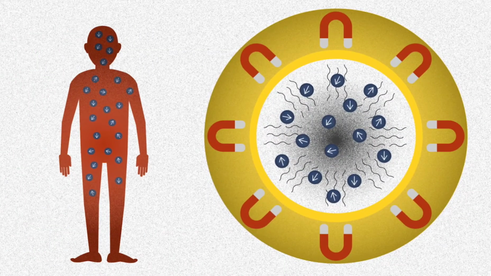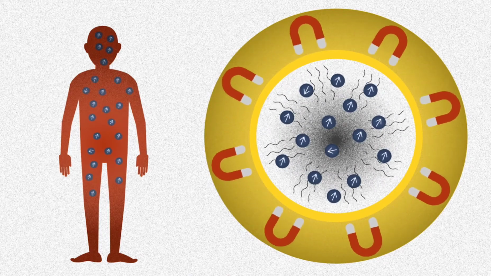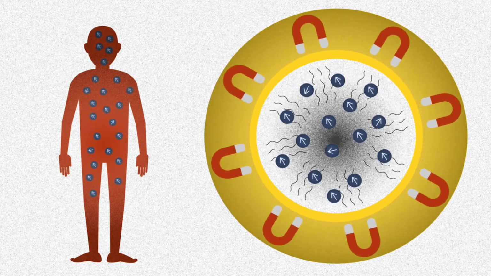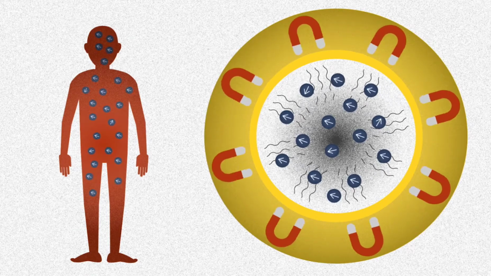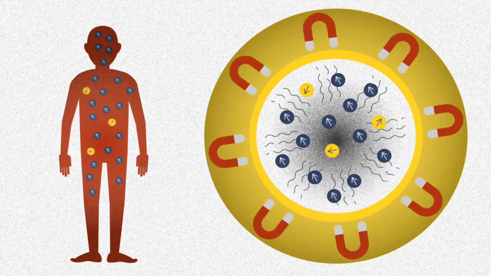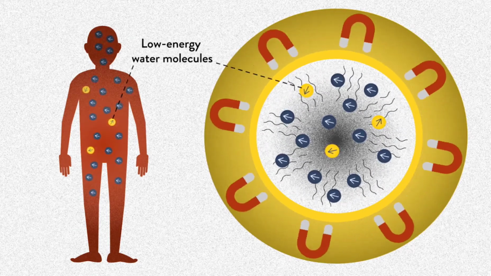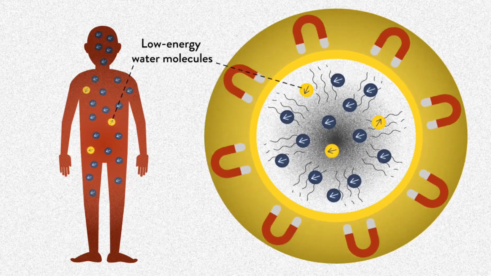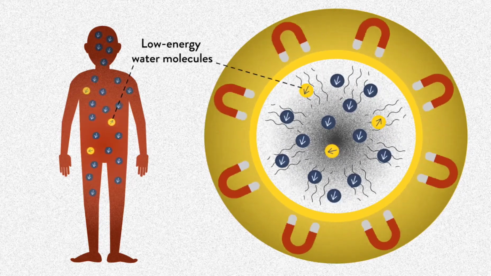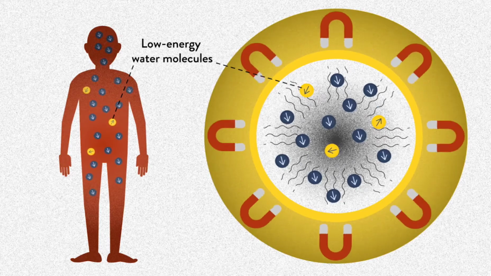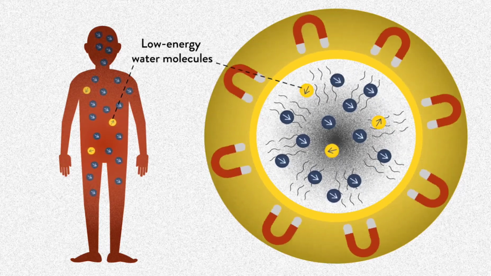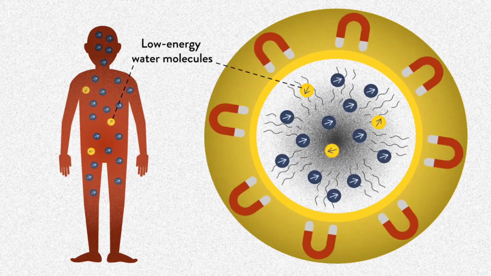Normally, the water molecules inside us are arranged randomly, but when we lie inside the magnetic field, most of our water molecules move at the same rhythm or frequency as the magnetic field. The ones that don't move along the magnetic field are called low-energy water molecules. To create an image of a body part, for example the brain, the machine focuses on the low-energy water molecules.